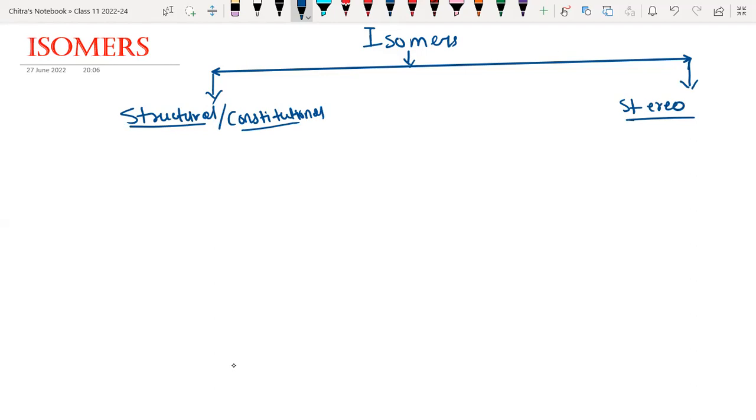Now we have to understand what structural and stereo isomers mean. For stereo, we have two types: configurational and conformational. I'm just going to write the definition for both.